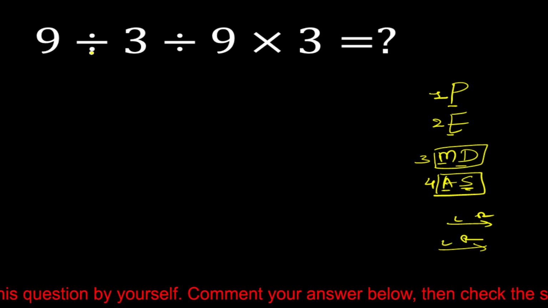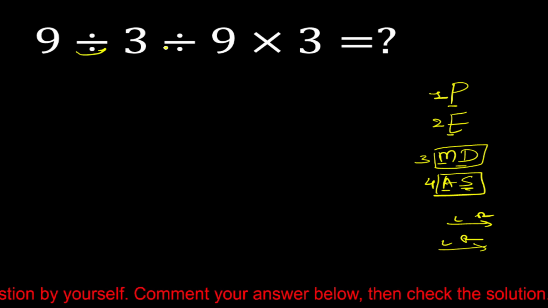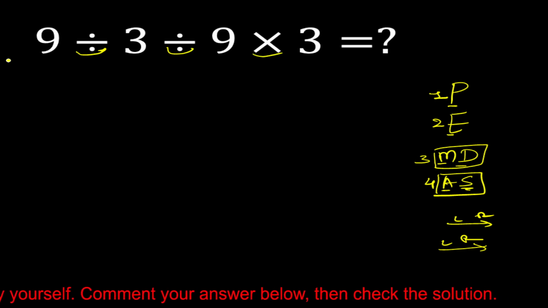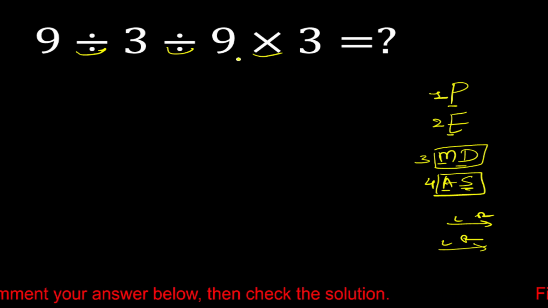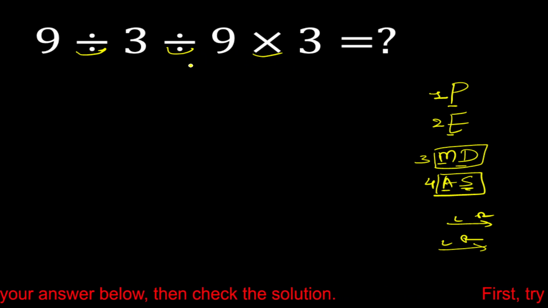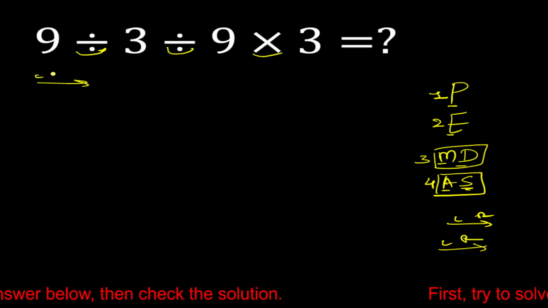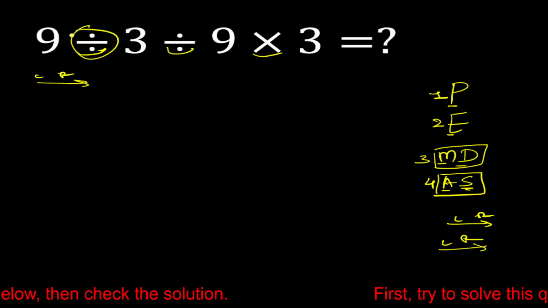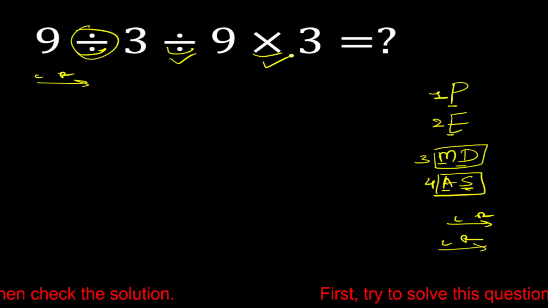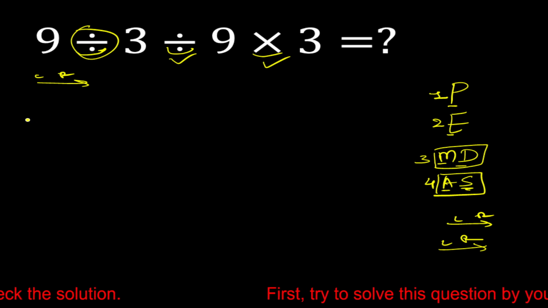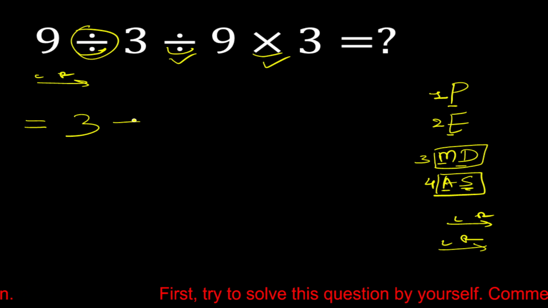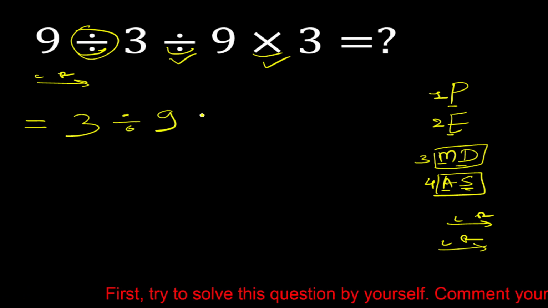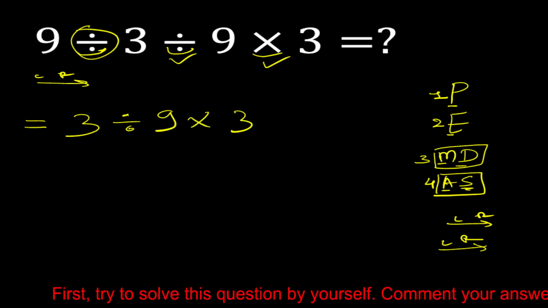Okay. So in this problem, here is division, and here is multiplication. So all have equal priority because multiplication and division both have equal priority. Okay, so we have to solve it from left to right. So first we have to solve this division, then we have to solve this division, and then we have to solve this multiplication. So is equal to 9 divide 3 is equal to 3 divide 9 multiply 3.